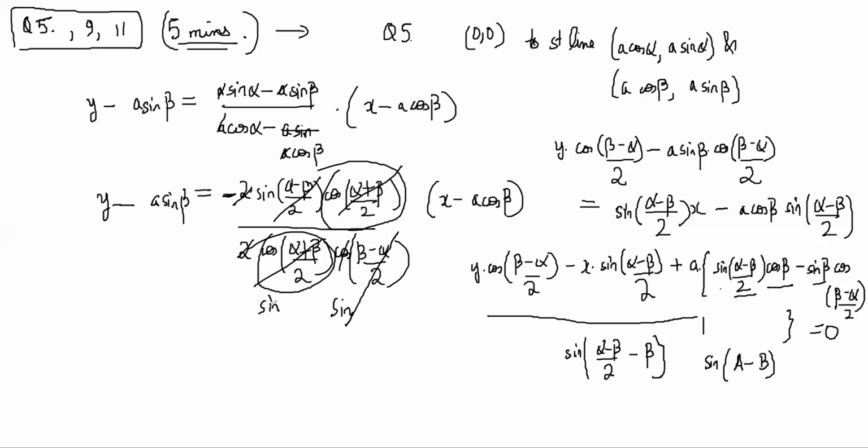Do you understand? Sine of this is left and cos of this is left, right? So that is the mistake. The formula we are not using correctly. That is a mistake. So once you multiply and all, you'll get a similar looking equation, but slightly different, right?